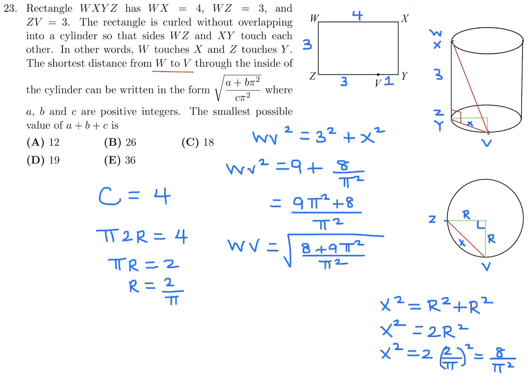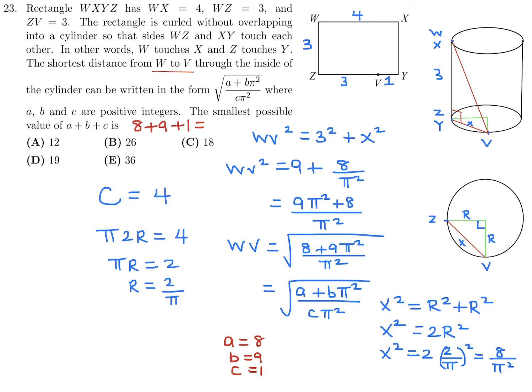Compared to that form, which is the square root of a plus b pi squared over c pi squared, it looks to me that a is 8, b is 9, and c is 1. And therefore, a plus b plus c would be 8 plus 9 plus 1. And that is, of course, 18. So number 23, the answer is C.